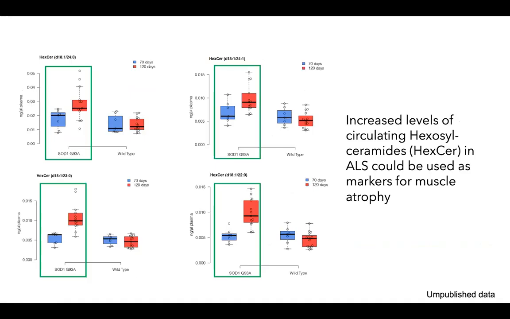So the conclusion of this part is that the increased exocylceramide that we can clearly see here in the ALS symptomatic animals is likely to be a marker for muscle atrophy.